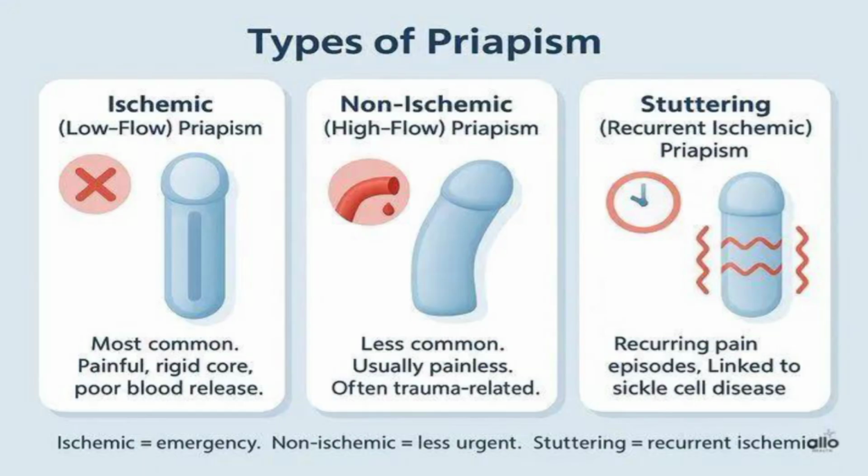And this picture is also explaining types of priapism. Ischemic priapism is also known as low flow priapism, which is most common, painful, with a rigid core and poor blood release. Non-ischemic type has high flow. It is less common, usually painless, and often trauma related. The third type is stuttering priapism, which is recurrent ischemic priapism. Recurring attacks of pain occur, mostly seen in sickle cell disease.